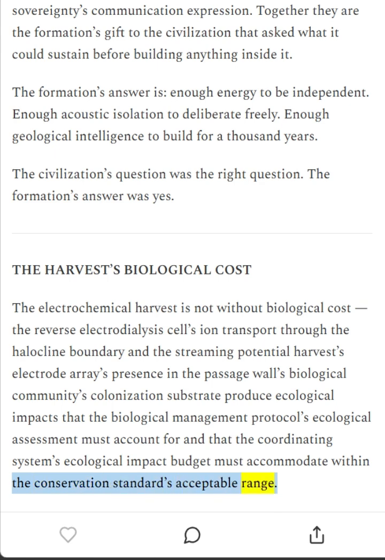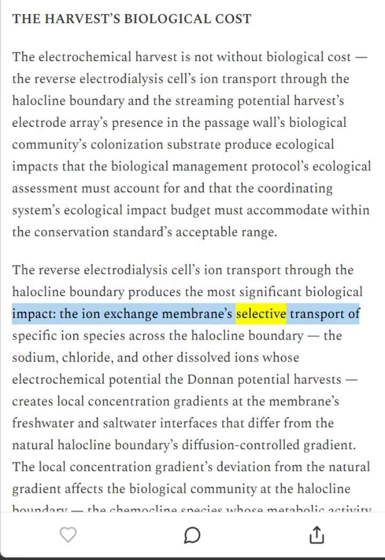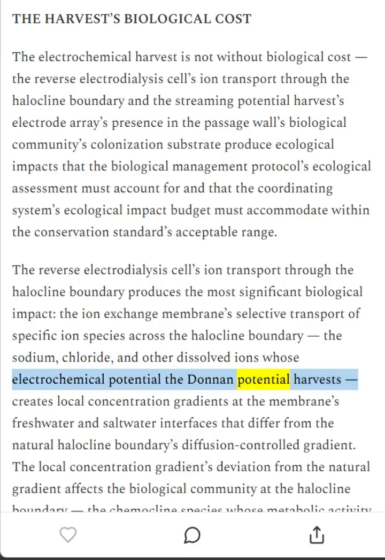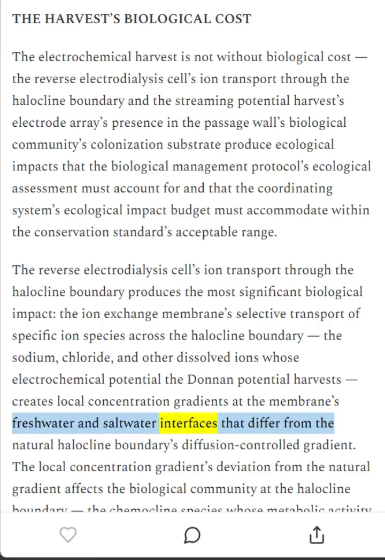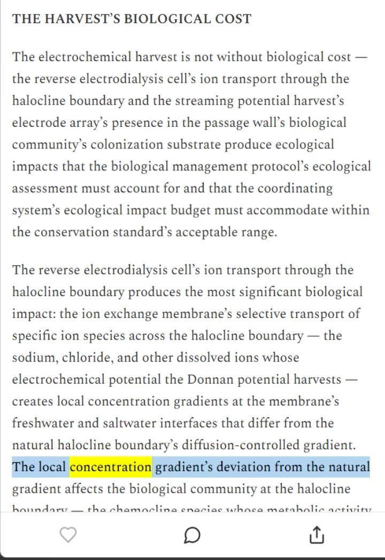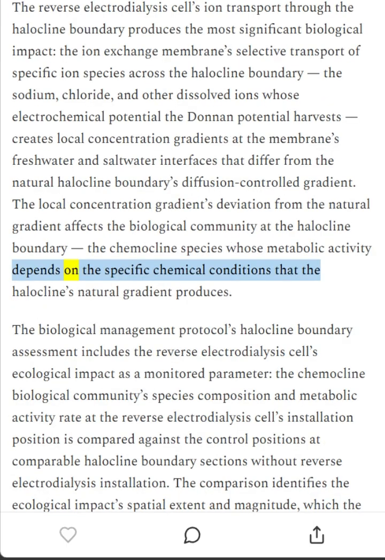Acceptable range. The reverse electrodialysis cell's ion transport through the halocline boundary produces the most significant biological impact. The ion exchange membrane's selective transport of specific ion species across the halocline boundary, the sodium, chloride, and other dissolved ions whose electrochemical potential the Donnan potential harvests, creates local concentration gradients at the membrane's freshwater and saltwater interfaces that differ from the natural halocline boundary's diffusion. Controlled gradient. The local concentration gradient's deviation from the natural gradient affects the biological community at the halocline boundary, the chemocline species whose metabolic activity depends on the specific chemical conditions that the halocline's natural gradient produces.